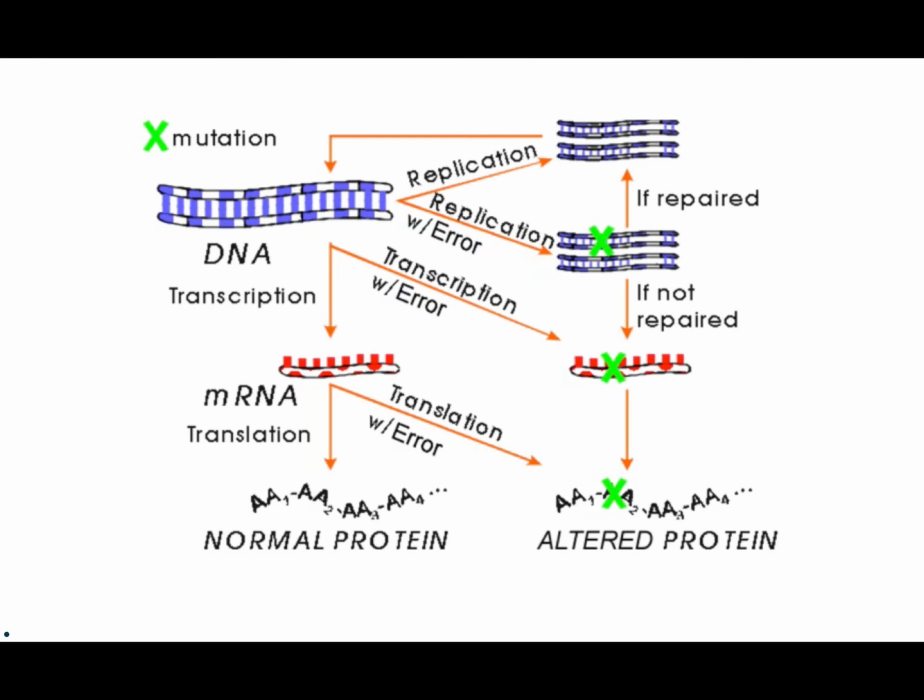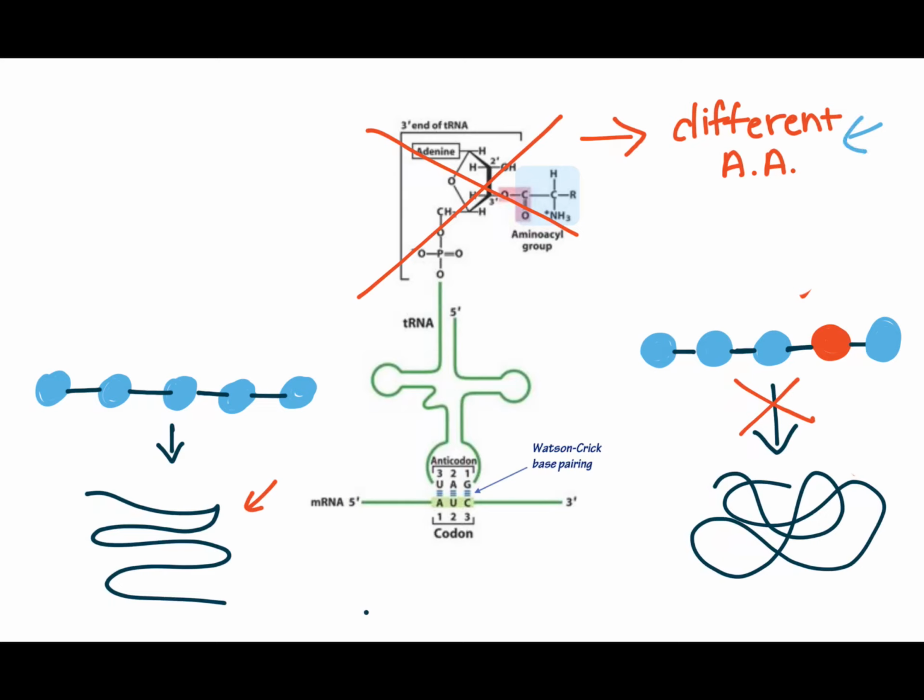Errors in translation can occur. For example, if the tRNA binds to the wrong amino acid, the polypeptide chain will not be the same and the protein might misfold. In this scenario, we have a chain of polypeptides that forms a protein like so, and another chain with a different amino acid that forms a chain like so. This chain is completely disfigured and might alter the processes in the cell.